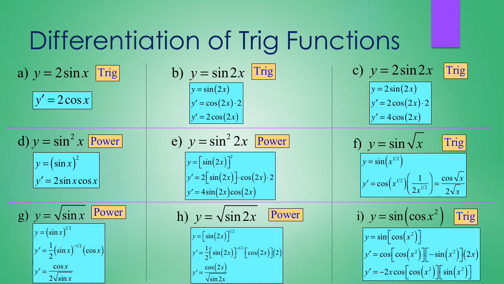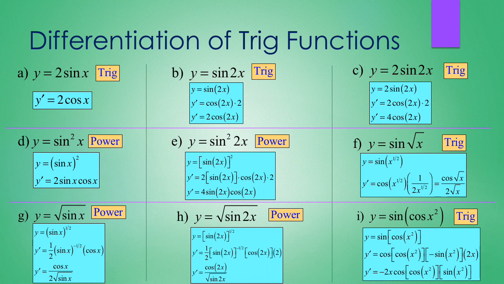G, y equals the square root of sine of x, looks similar to F, y equals the sine of the square root of x, but it is a completely different problem. We write it as y is equal to sine of x to the 1/2 power. That's a power rule problem. So to take the derivative, the 1/2 comes in front. We write the expression to the negative 1/2 and then have to take the derivative of the sine of x, which is cosine of x. So the final answer is the derivative is cosine of x over 2 square root sine x.